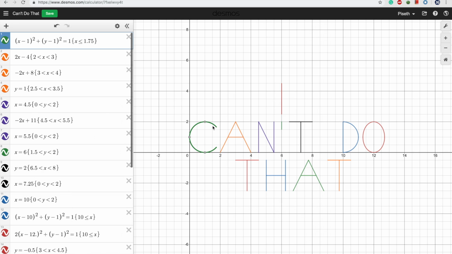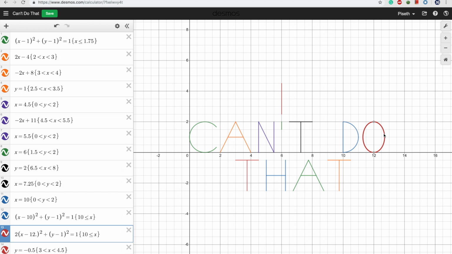And I also use the circle equation, and to create a C, I used this equation and set the domain for x, so the circle cuts off at 1.75 to create a C.